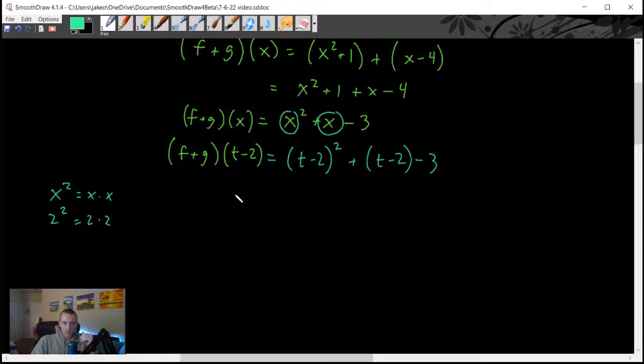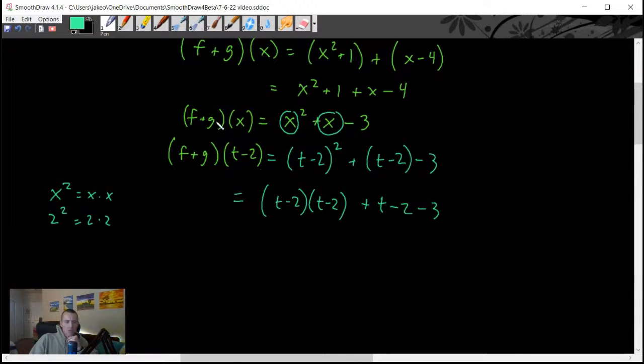So (t - 2) squared needs to be rewritten as (t - 2) times (t - 2), with each t - 2 in parentheses like this. Okay, then we have plus t - 2 - 3. This set of parentheses here isn't really going to do anything. We're just going to get plus t, and then minus 2, and then minus 3.